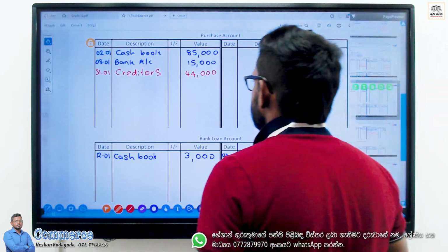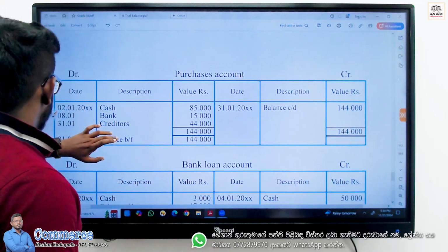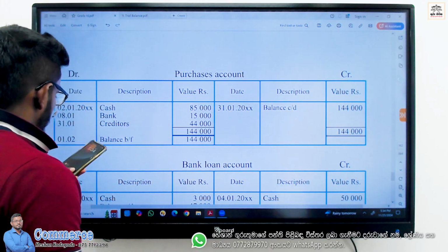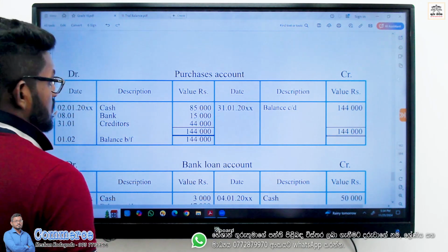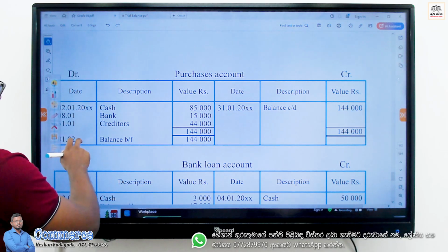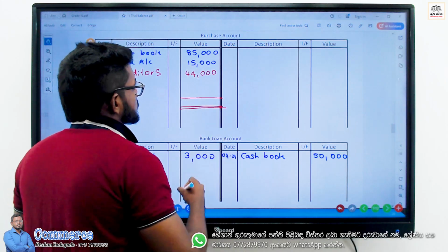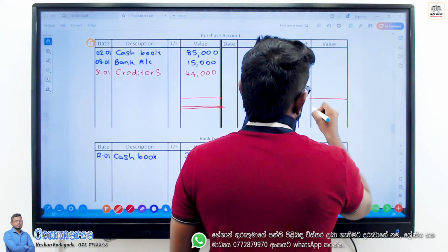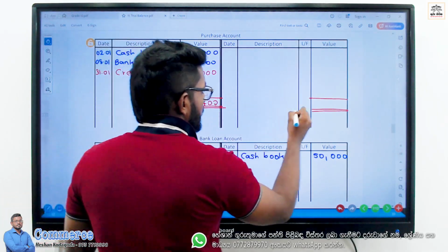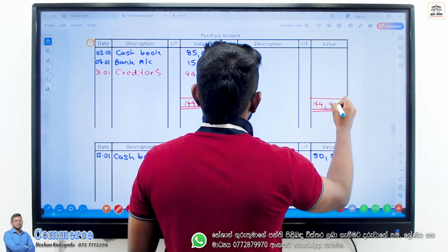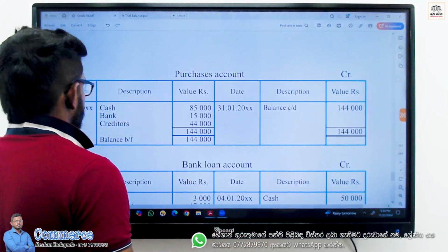Now the next one, purchase account. How much is the total of the purchase account? You can see 144,000, right? 144,400. And it's zero, right? 144,000. It's only 144,000.